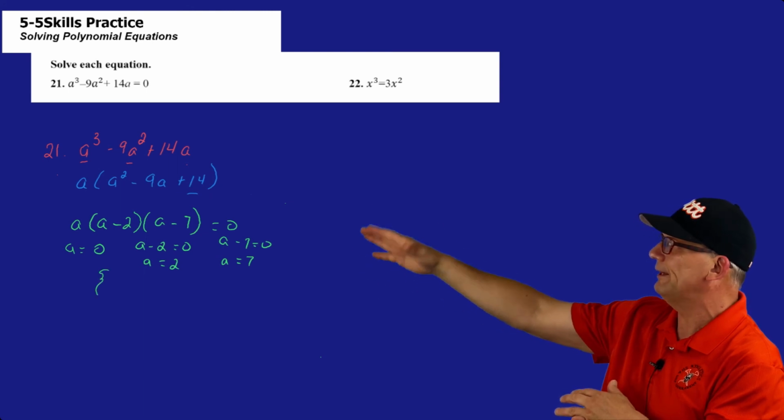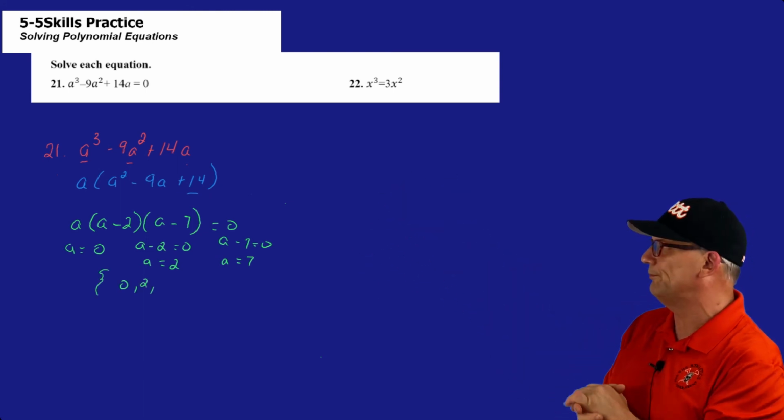How do we know there would be 3? Because it's a cubed. We started with a cube, so it has to be 3 solutions.